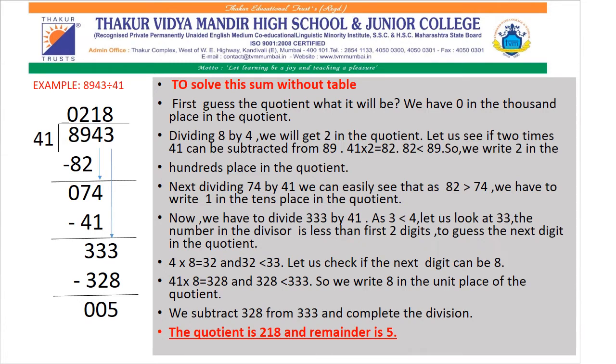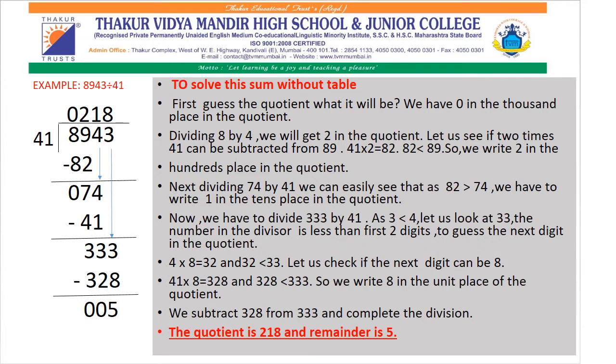And now we have to divide 74 by 41. So again for that we will guess the quotient. But here we can see easily that 82, that is 41 2s are 82, is greater than 74. So we have to write 1 in the tens place in the quotient. That is 41 1s are 41. So 74 minus 41, answer is 33. Now the next number comes down, that is 3.